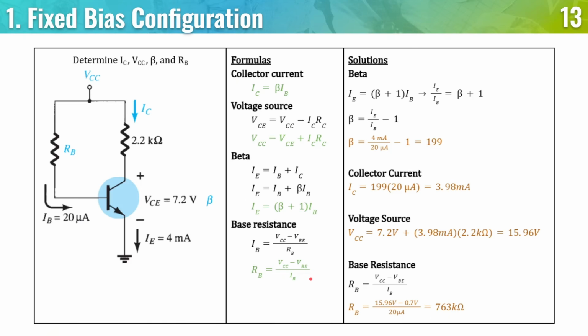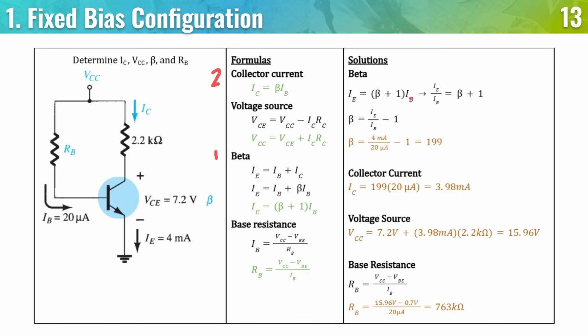Now, of course, this isn't always possible, especially in tests when we are short on time. But if you can, or at least try to visualize it in your mind, which ones to solve first, it could save you a lot of time in solving the problem. So first, we have to compute for beta, and then for the collector current.